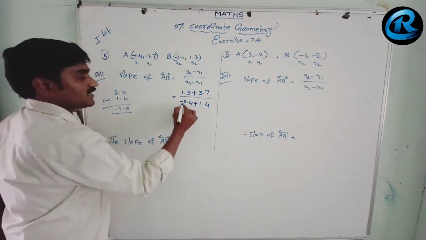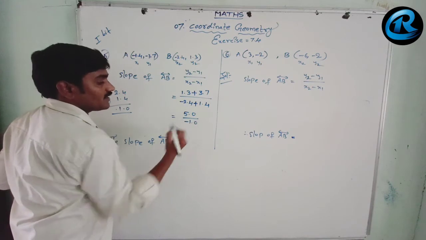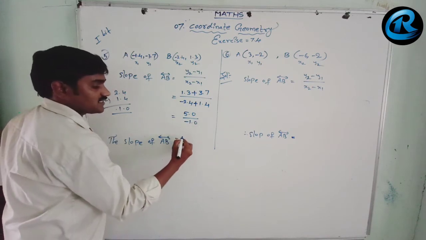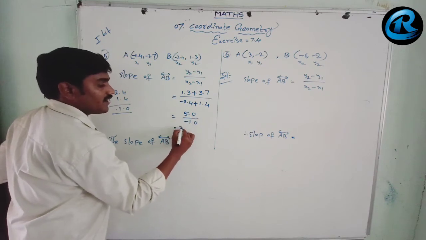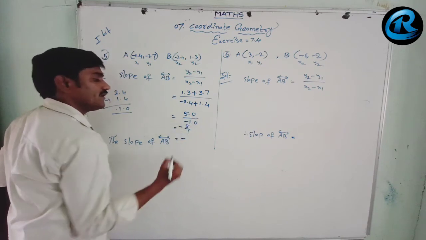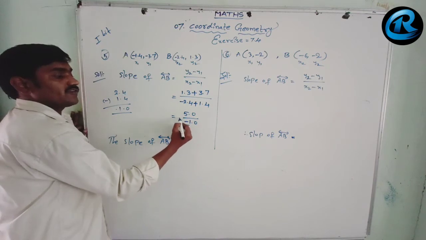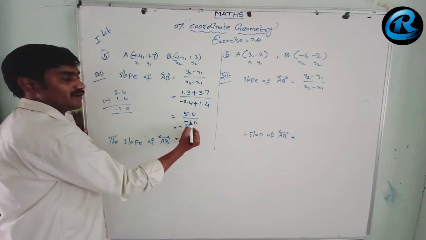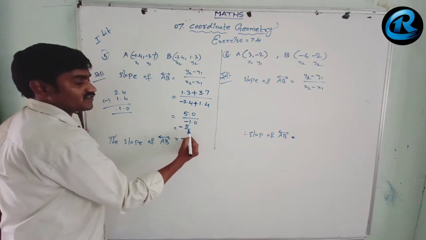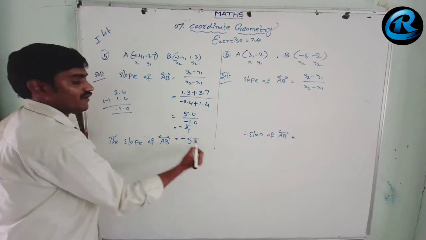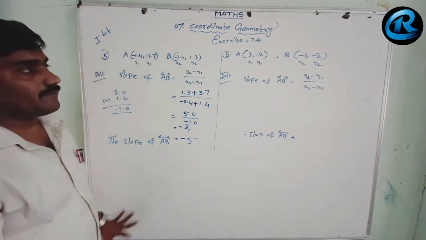That we got 1, but it is minus 1.0. That can be written as minus 5 by 1. Here we write minus for the fraction and 5 by 1 is there. After the point, these zeros will not be considered. Minus 5 by 1 is nothing but minus 5. The slope is minus 5.